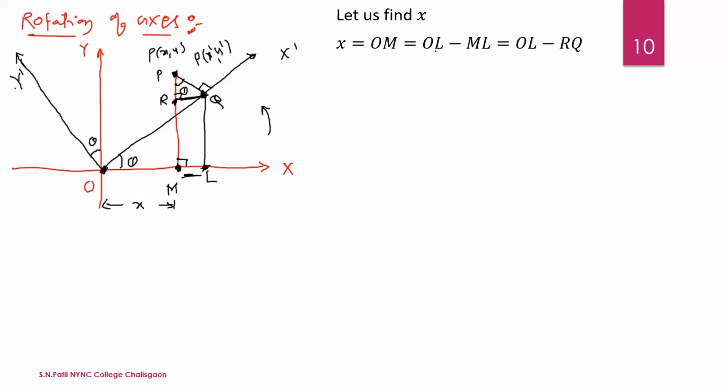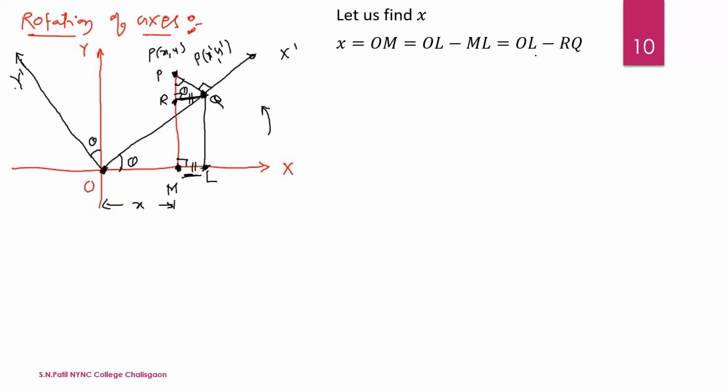Now we keep OL as it is, and instead of ML, we write RQ, because we want the side associated with theta, and RQ is parallel to ML. Both are the same. And see here, RQ is associated with this theta and OL is associated with this theta, the first theta. Both are the same.